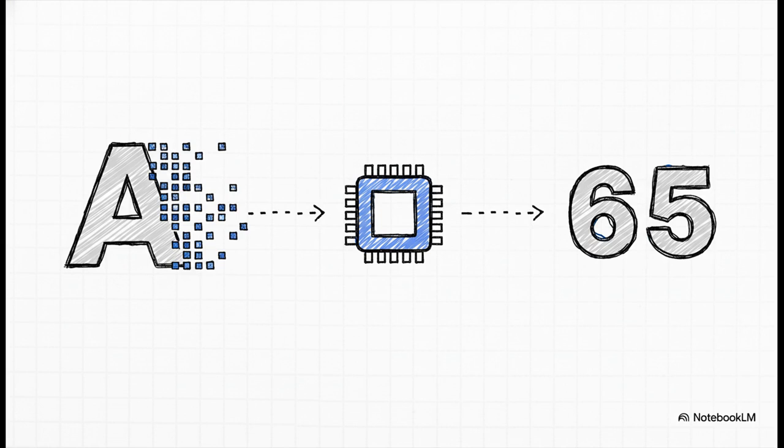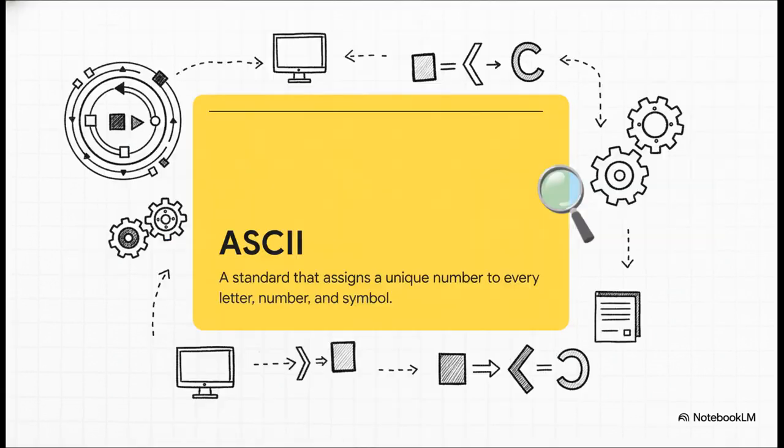When you type the letter A, the computer has no idea what that shape is. What it sees is just a number. Every single character, every letter, every symbol has its own special number. And that special number comes from a system called ASCII. Now, you can think of ASCII as a kind of universal decoder ring for computers.